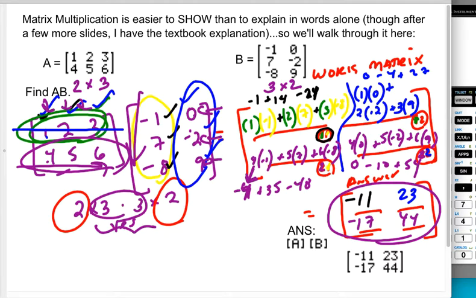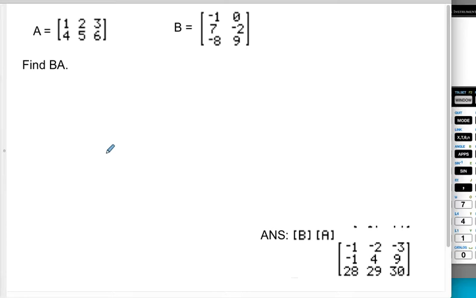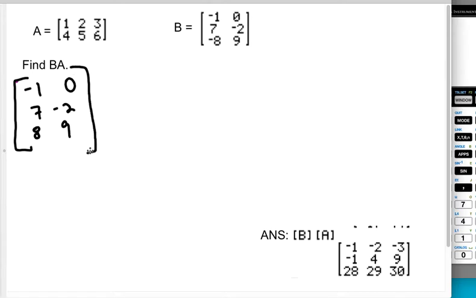Okay, let's go ahead and try BA. So we're doing this together, and we're going to walk through. Now, BA is going to be a big matrix. It's going to be 3 by 3. So if I put BA next to each other, let's go ahead and set this up. So I have -1, 0, and I'll give myself a little bit more room this time to make this answer. All right, -1, 0, 7, -2, -8, 9. Sorry, -8. And then this guy was a 1, 2, 3, 4, 5, 6, which is at least not super hard to remember.